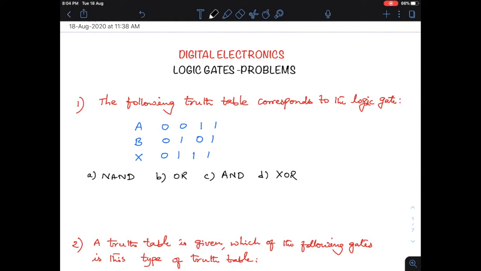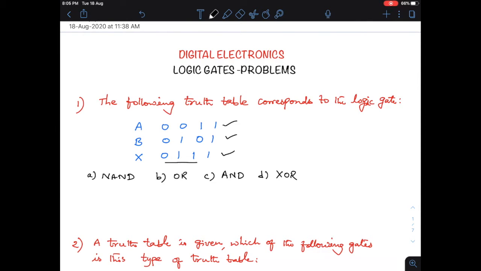Now, let's see the first one. The following truth table corresponds to the logic gate. So, here inputs A and B and output X are given. So, this is the truth table. Now, by looking at this truth table, we should be able to select a particular option which is given. The options given are NAND, OR and XOR.